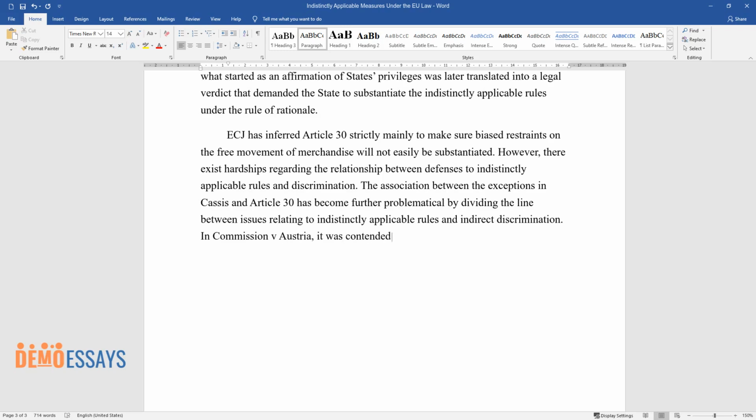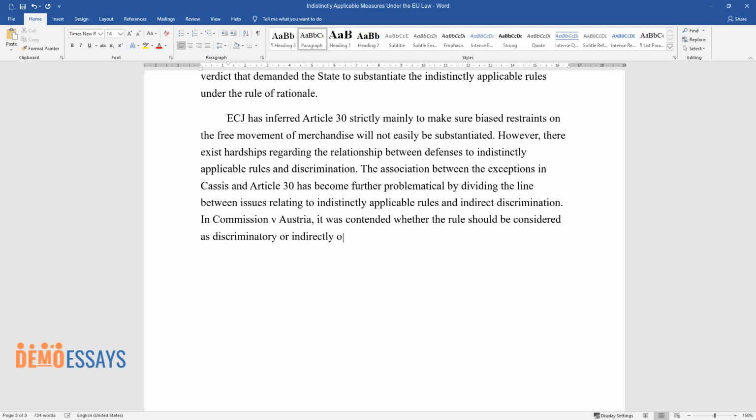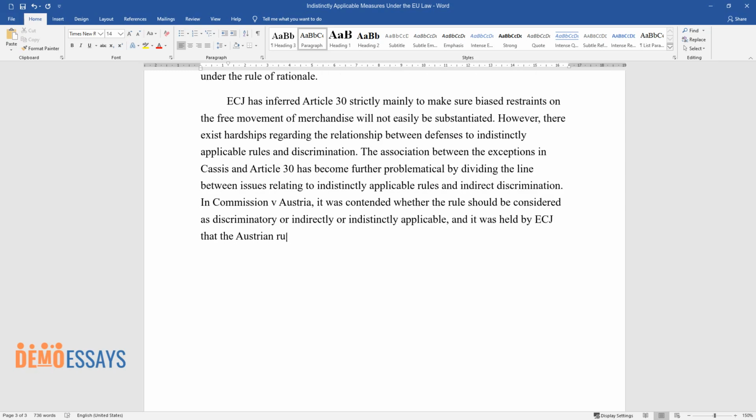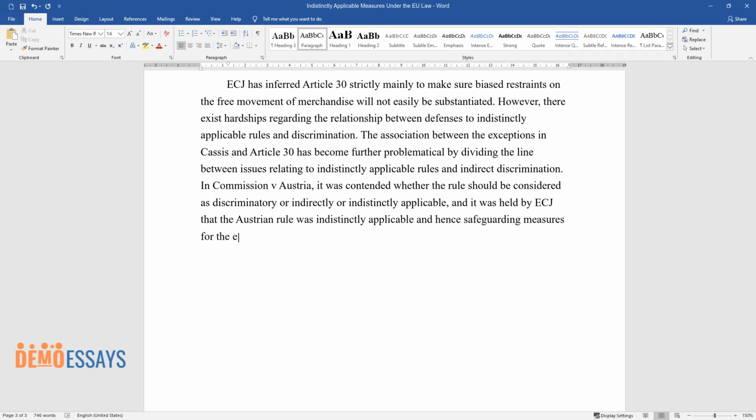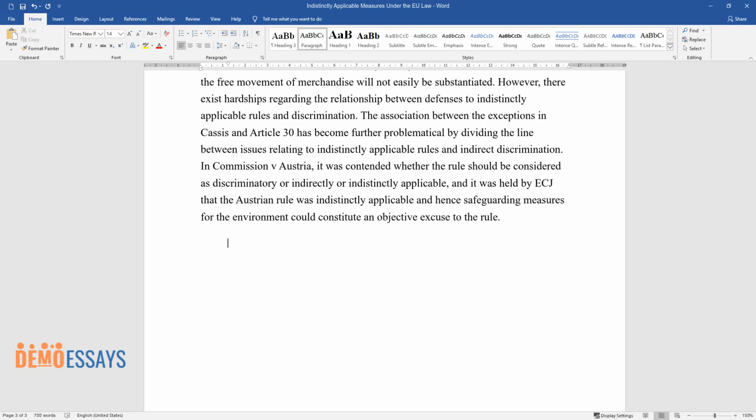In Commission v. Austria, it was contended whether the rule should be considered as discriminatory or indirectly or indistinctly applicable, and it was held by the ECJ that the Austrian rule was indistinctly applicable and hence safeguarding measures for the environment could constitute an objective excuse to the rule.